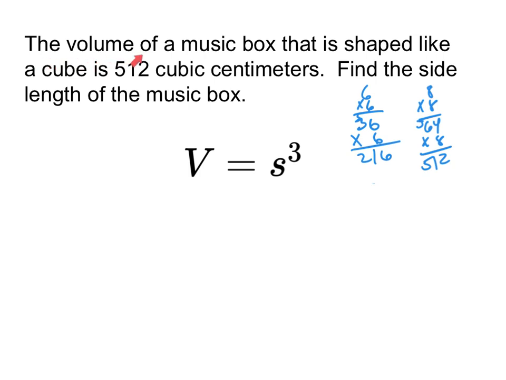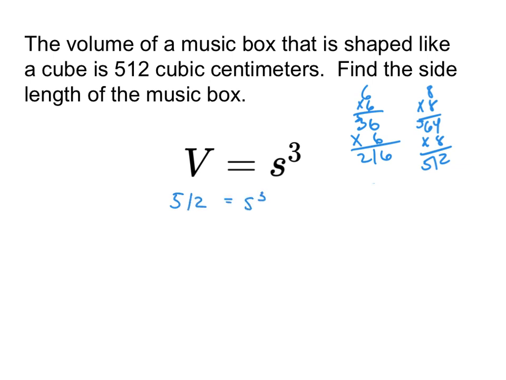Okay, we're going to find the side length of a music box that is shaped like a cube, and its volume is 512 cubic centimeters. So we know volume is length times width times height, but for a cube, it is side times side times side, or side cubed. They give us the volume is 512, so we're going to put that into our equation.